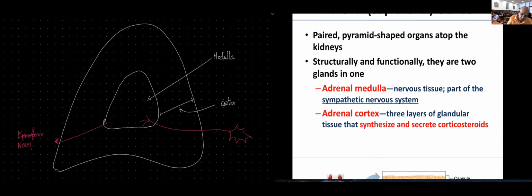And the main function of the epinephrine and norepinephrine is to boost the sympathetic action. So what is the sympathetic action? It's going to be increasing my heart rate, it's going to be increasing my blood pressure, it's going to be increasing my blood sugar level. All those are going to be boosted by the epinephrine and norepinephrine released from the adrenal gland.